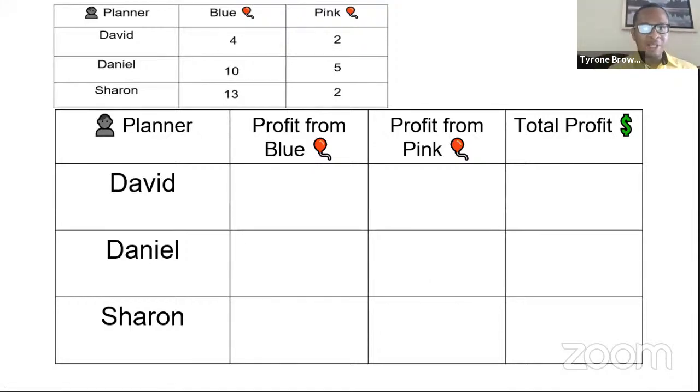So this is what we would have had so far. And we know for the blue, it is $60 for each blue balloon and $50 for each pink balloon. And we want to know how much money David would make on these things. Let's start with David. All right, so student, go ahead. Yes, so students, how would we determine how much money David made from the blue balloons?